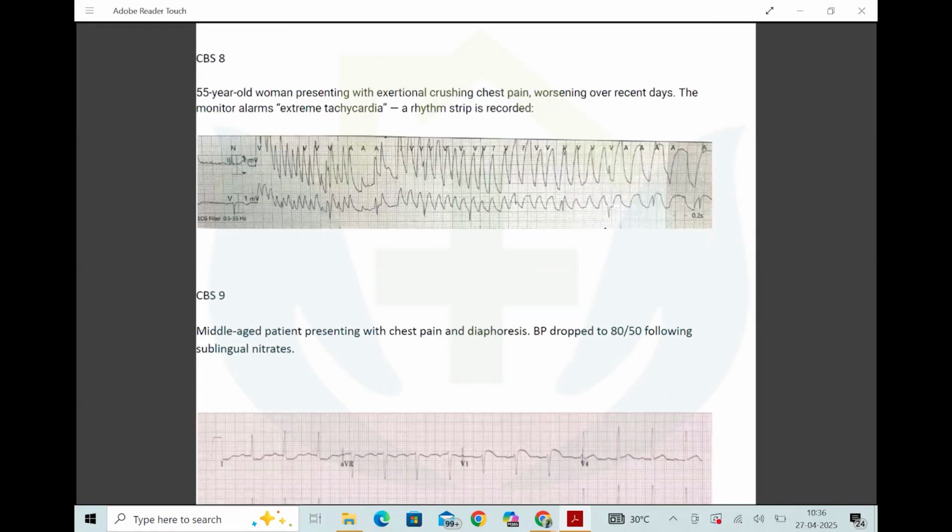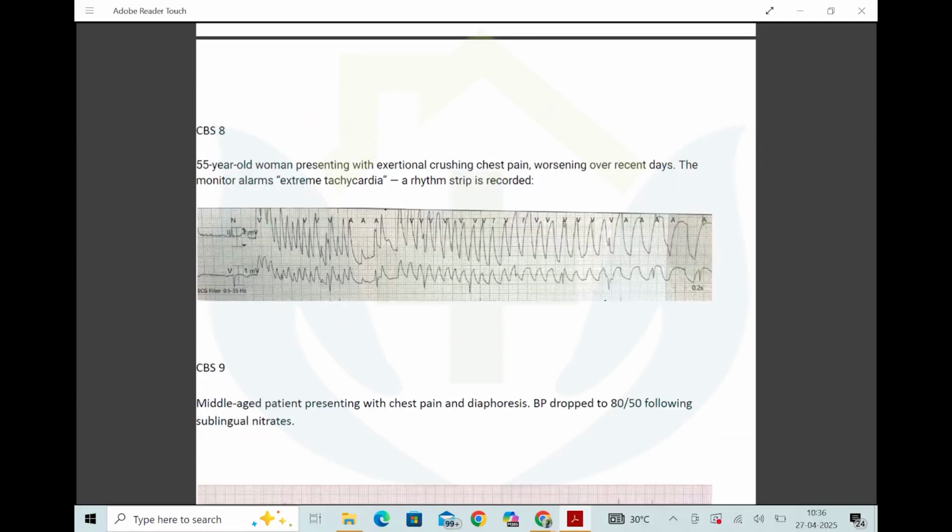A 55-year-old woman presents to you with excruciating chest pain worsening over recent days. And this is your ECG, which is showing extreme tachycardia. What is this? Correct. You're right. What is it called?